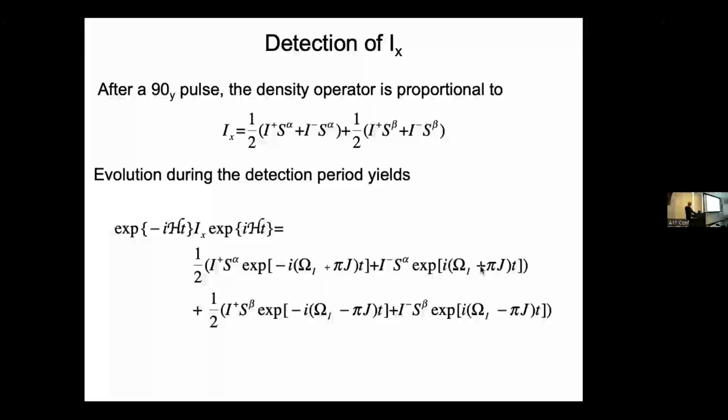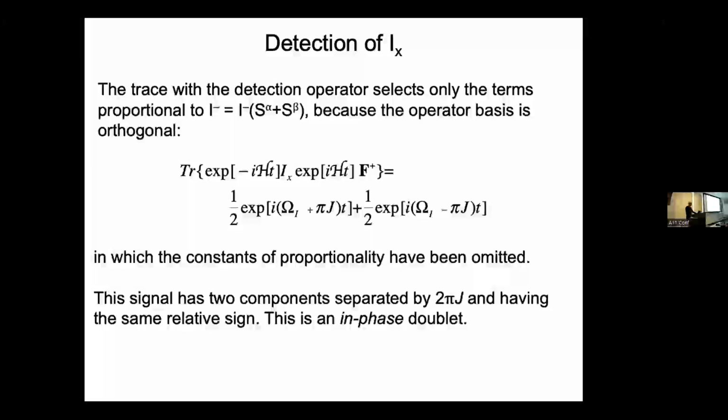I think it's okay. And oh yeah, complex conjugate. So, and then here we have I plus S beta. The J coupling runs in the other direction, and similarly here. So I have four evolving terms in the complex notation. And then I need to take the trace with the detection operator.